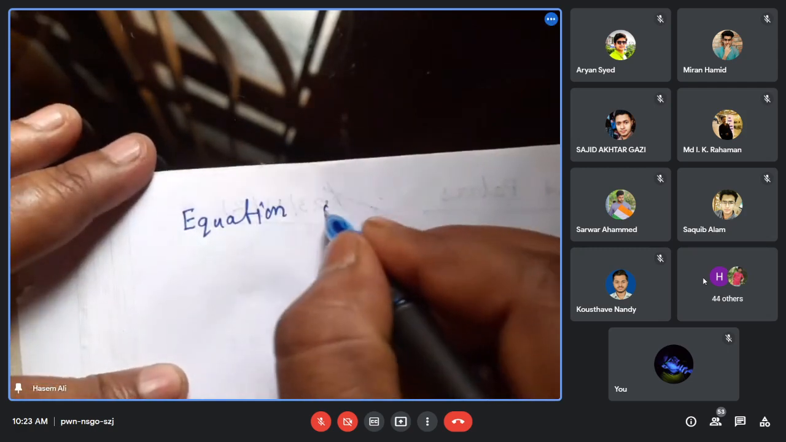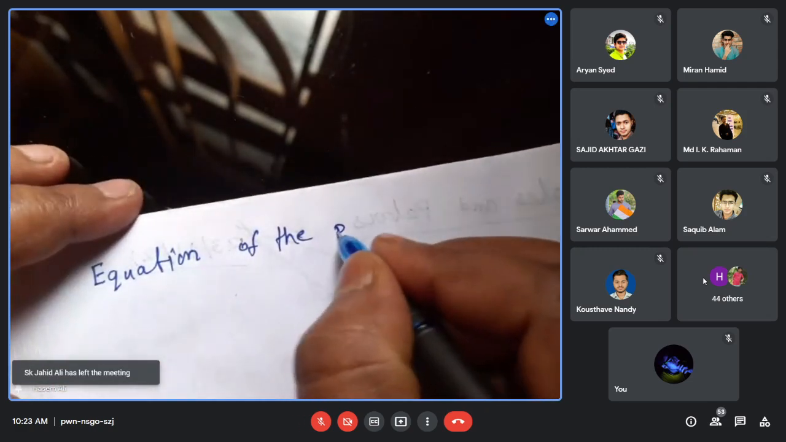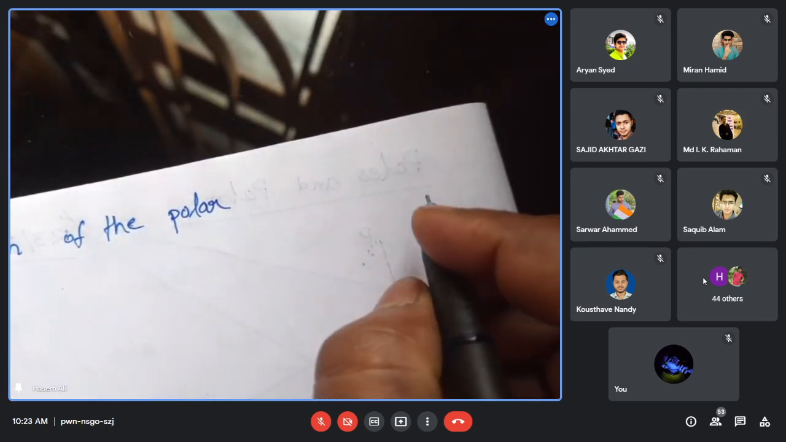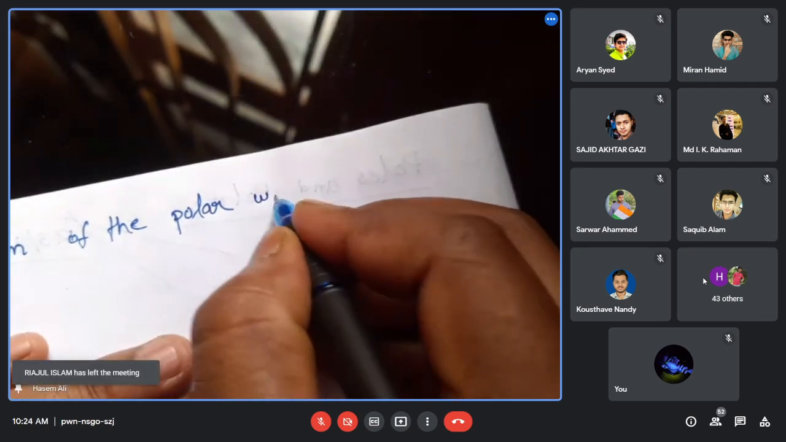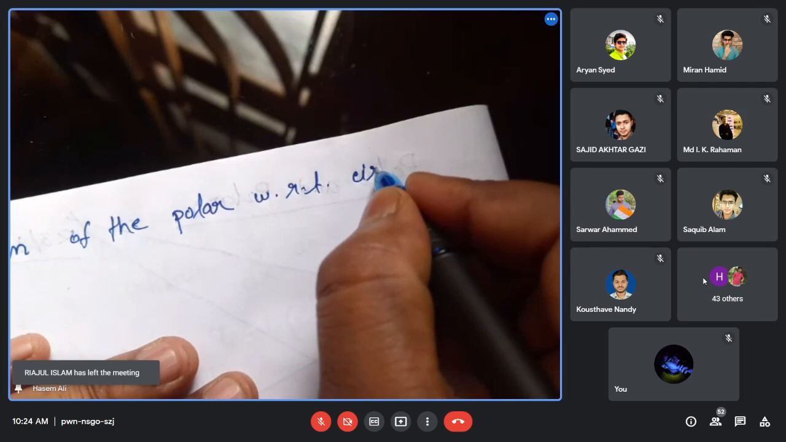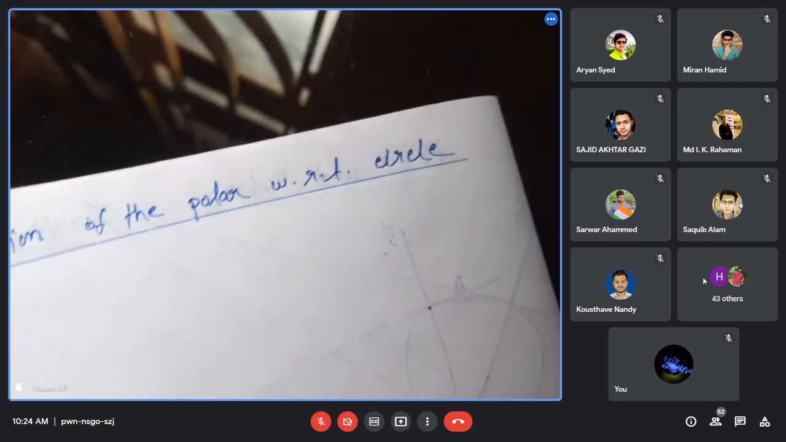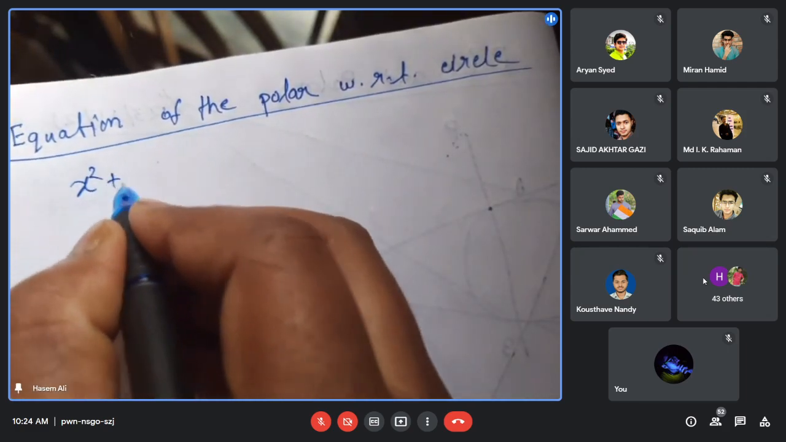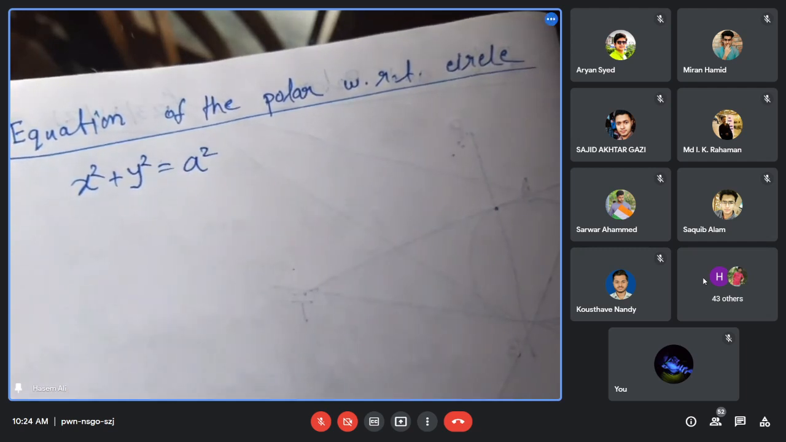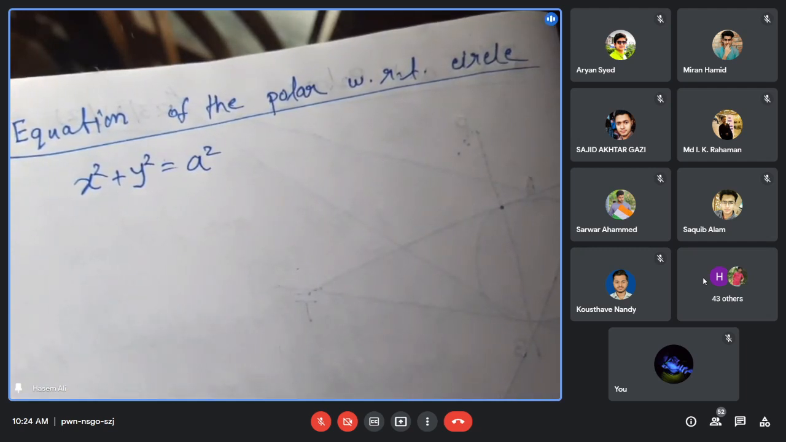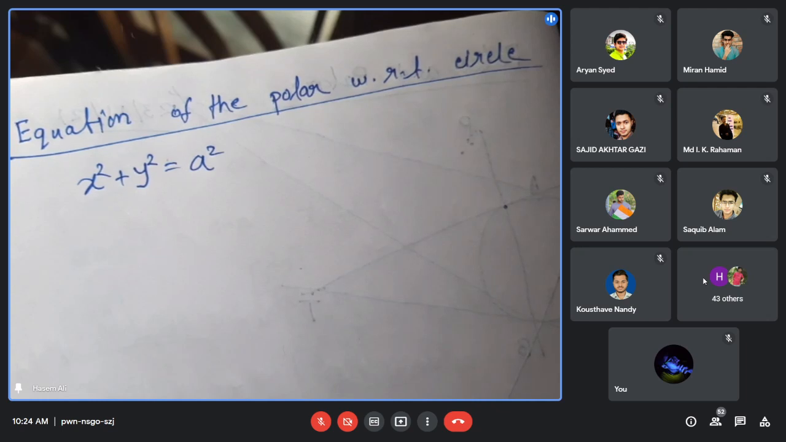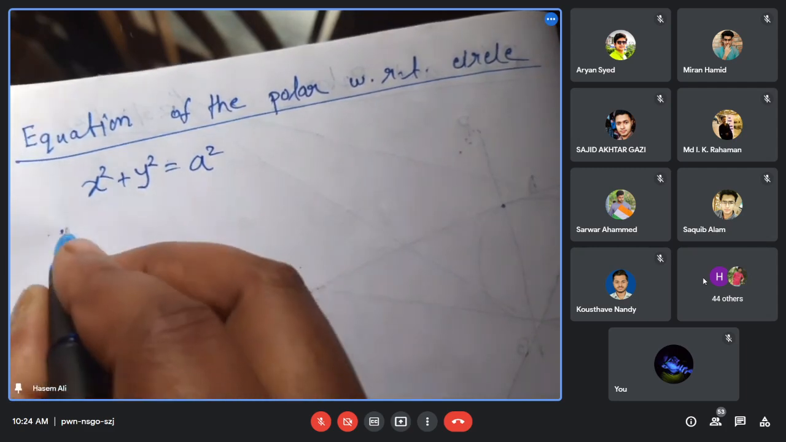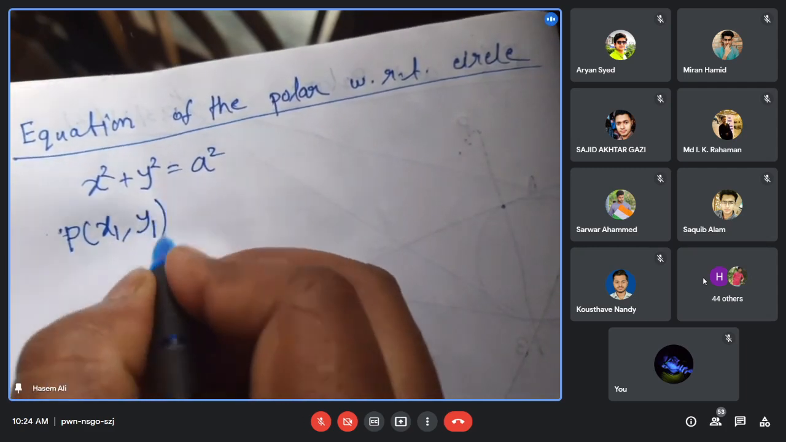Equation of the polar with respect to a circle. Let the equation of the circle be x squared plus y squared equals a squared. That means the center is at the origin, and the radius is a. Now let the point P be (x1, y1). This is the fixed point, our (x1, y1).